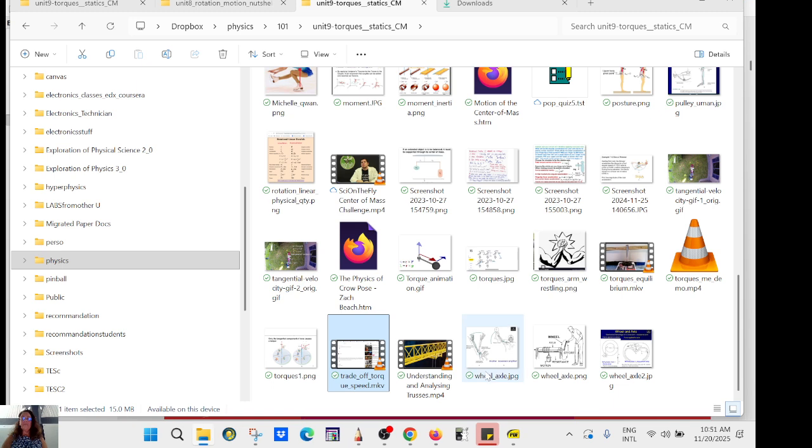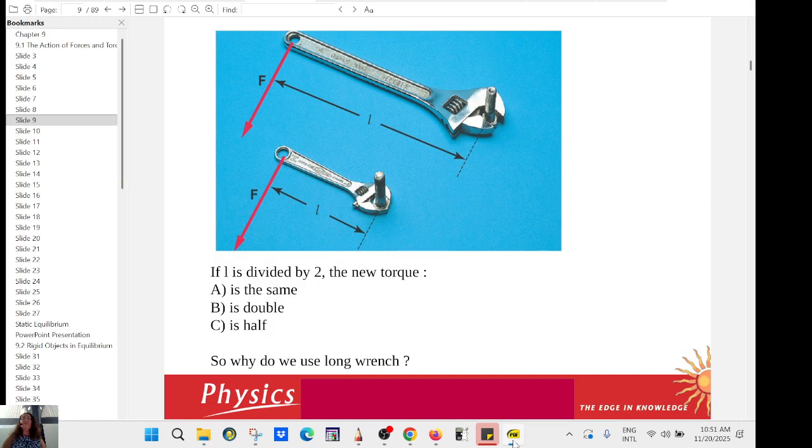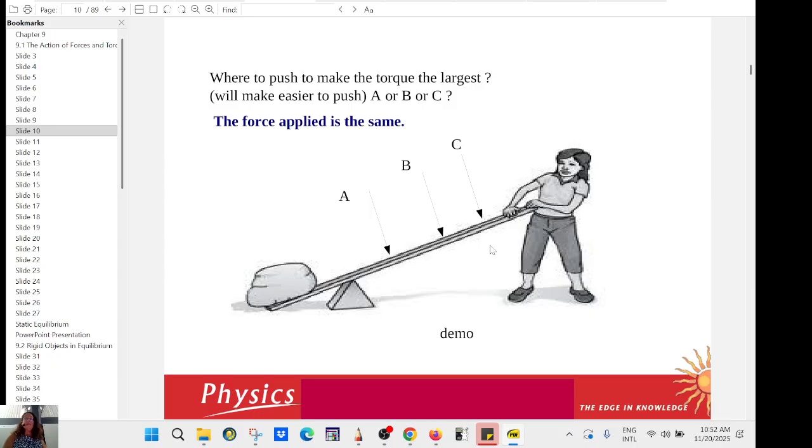Okay, so that's cool. So it's a trade-off between distance and force, or force and speed. So in that case, where do you want to push to make it more efficient? C, right? You're going to increase the torque. It's going to multiply your effort. So this is called mechanical advantage.